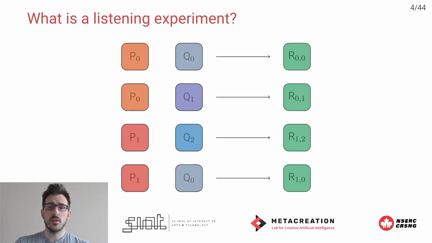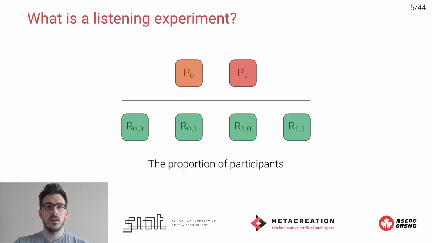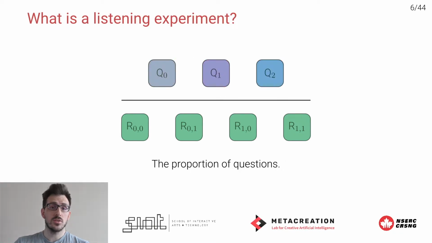In this experiment, we have two participants, participant 0 and 1, three questions, questions 0, 1, and 2, and four responses, shown in green. In our study, we are going to investigate the role of two hyperparameters of experimental design: the proportion of experiments, which is simply the total number of participants divided by the total number of responses collected, which in this case is 0.5, and the proportion of questions, which is the total number of questions divided by the total number of responses collected. In this case, it's 0.75.